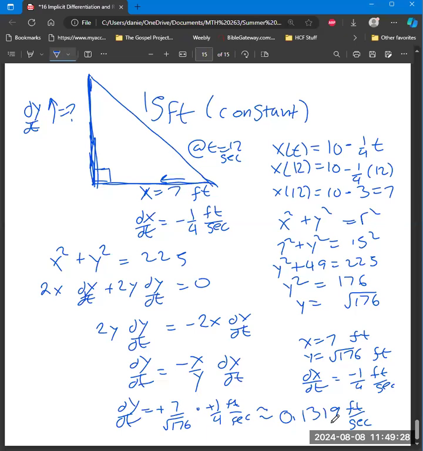So the ladder is moving up the wall at a rate of 0.1319 feet per second at 12 seconds after being pushed towards the wall here. So that's it for this video. And that covered both of our topics on implicit differentiation and related rates. We're going to come back next time and talk about applications of the derivative to find minima and maxima of functions, extreme values in an interval, and maybe absolute extrema as well.